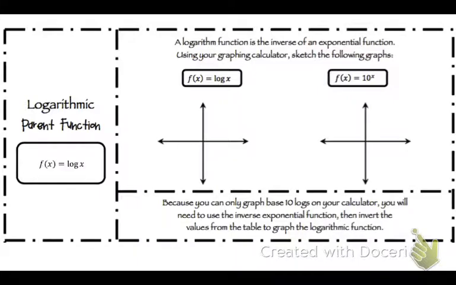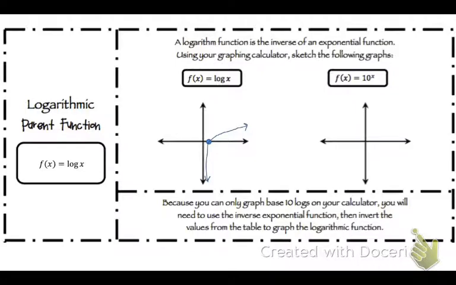So, the parent function is just f of x equals log of x. Now, log of x always crosses the x-axis at (1, 0), every single time, unless we're moving it right or left or up or down. And it just goes like that. The asymptote is x equals 0. It goes right along that. Then it goes to positive infinity.